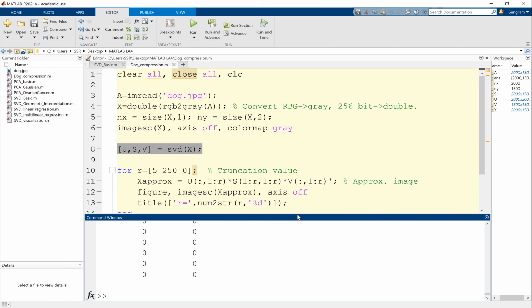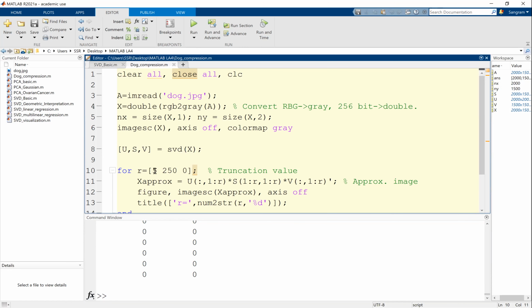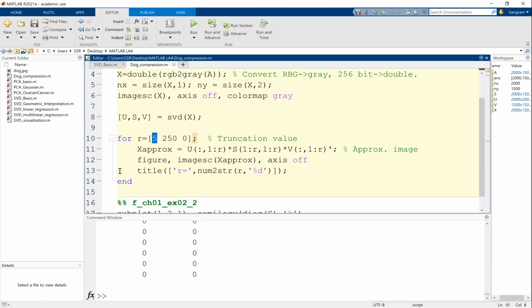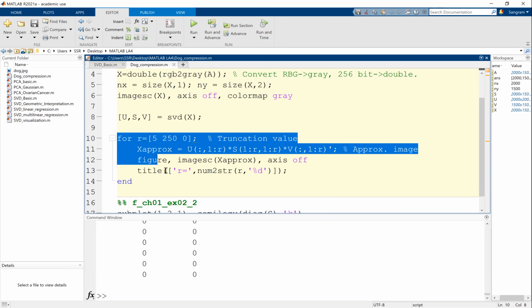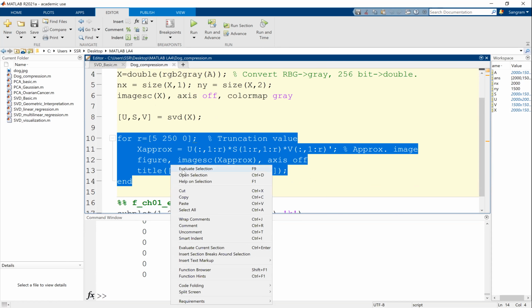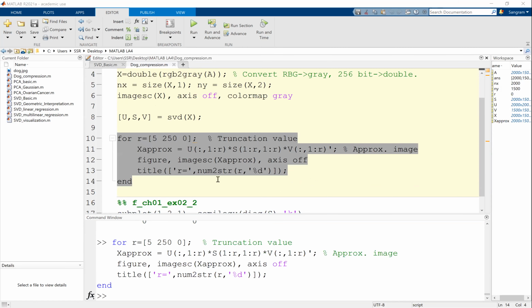So what I'm going to do is keep just the first 5 columns, the first 5 singular vectors. I'm going to maintain just the first 5 singular values, and then I'm going to construct the image. So check this out. Highlight this and run. So this tells you that when I'm just retaining the first 5 singular vectors, I get some shade, some capture.